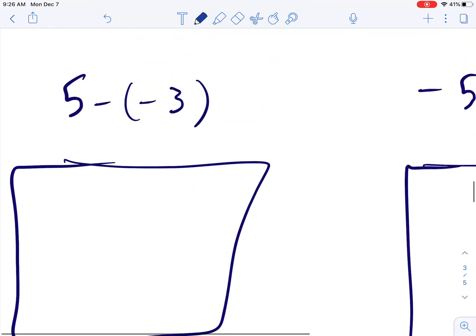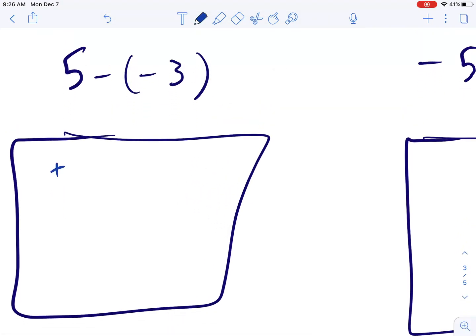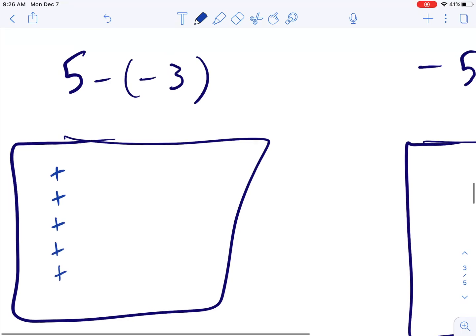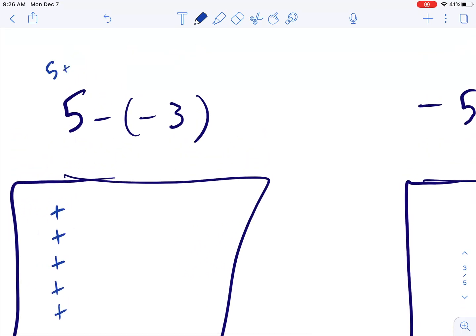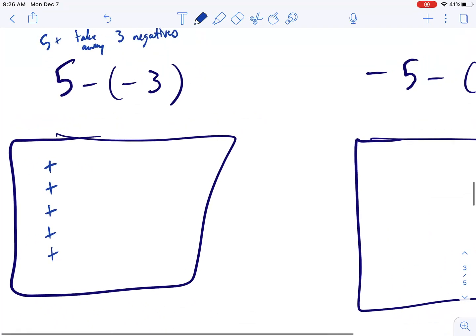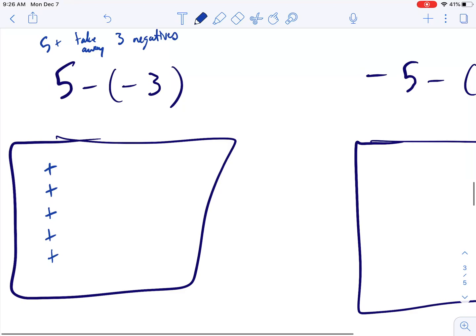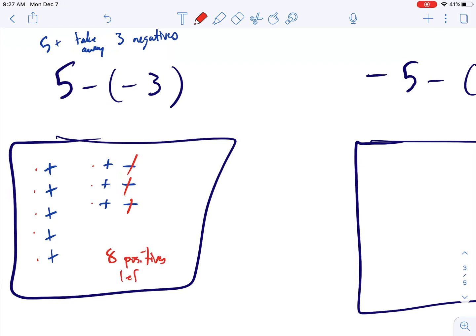Let's try another one. So here we have 5 minus negative 3. So we have 5 positives, 1, 2, 3, 4, 5. All right, so this is like 5 positives, take away 3 negatives. Okay, are there any negatives here to take away? The answer is no, right? So we need to add in 3 0 pairs. Now we have the negatives to take away. We can take them away. We're left with 1, 2, 3, 4, 5, 6, 7, 8 positives left over. So our answer is positive 8.